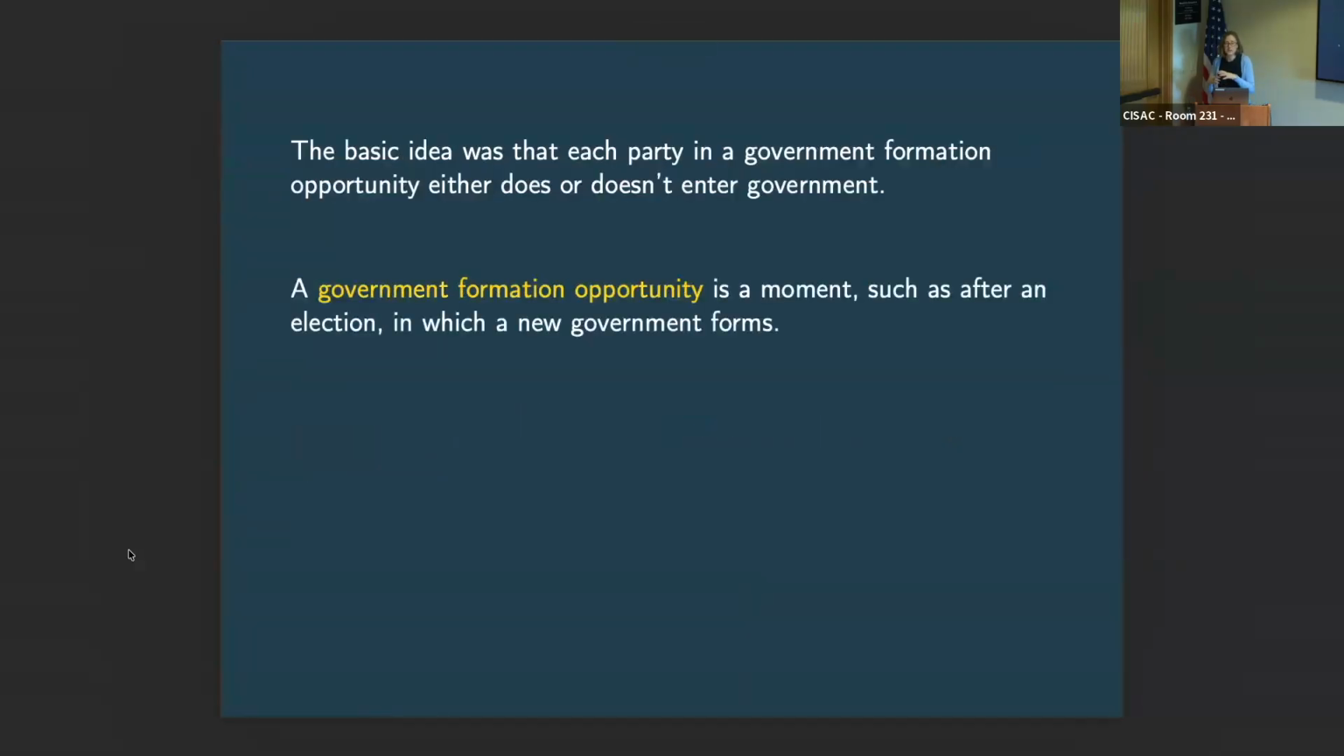The basic idea is a party in a government formation opportunity would or wouldn't get into government. This term, government formation opportunity, is really important in this literature, and that just means the moment at which a government might form. So after an election, you have a government formation opportunity. It can also occur between elections, if a government has collapsed or failed a vote of no confidence or what have you.